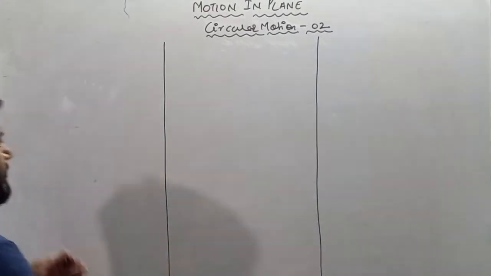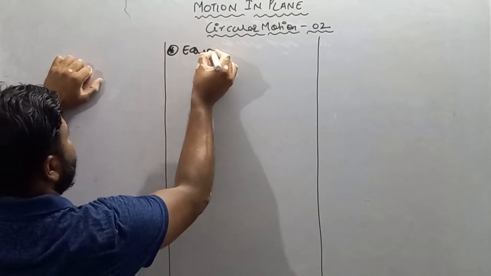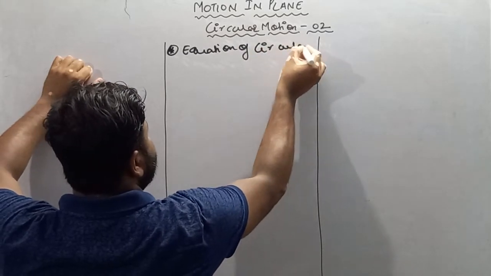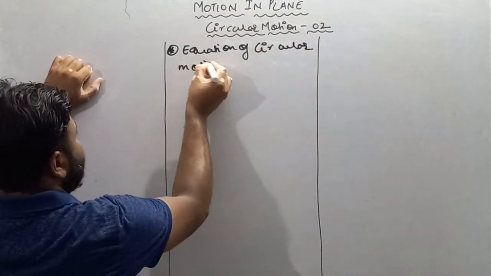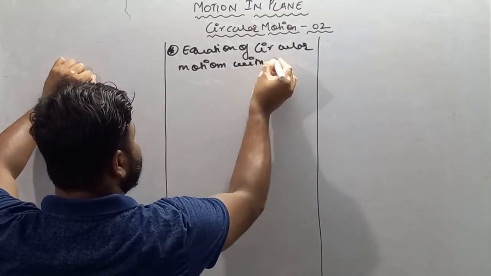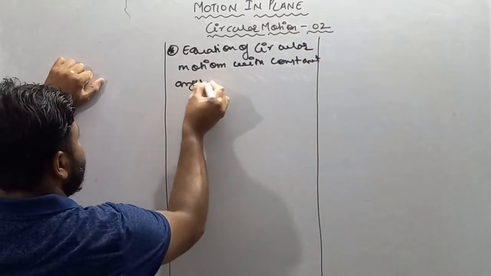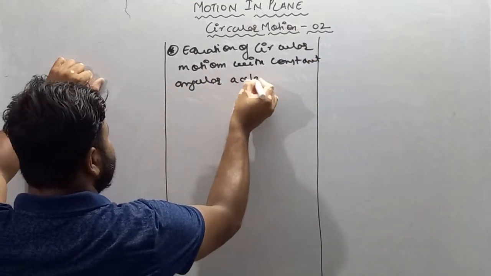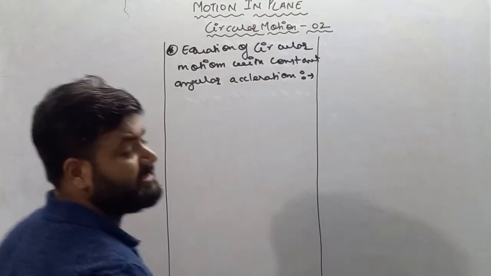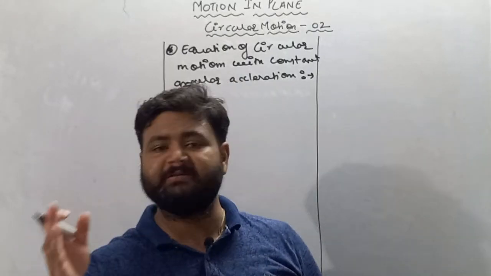So write down your new heading. It is equation of circular motion, equation of circular motion with constant angular acceleration. This is very similar to motion in straight line, which we already discussed, that is equation of motion with constant acceleration.